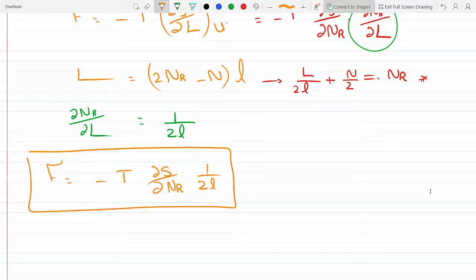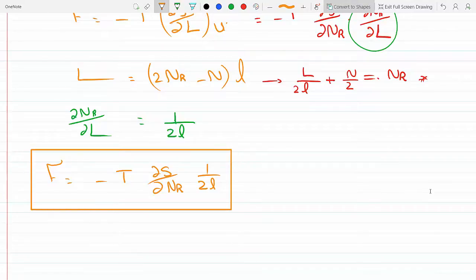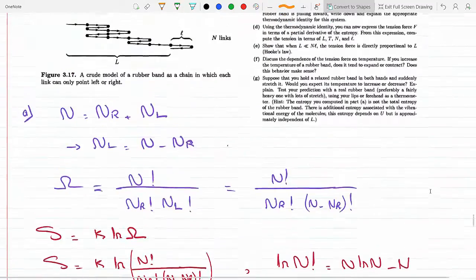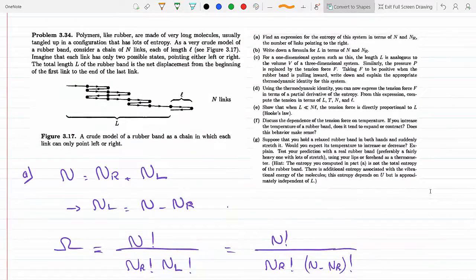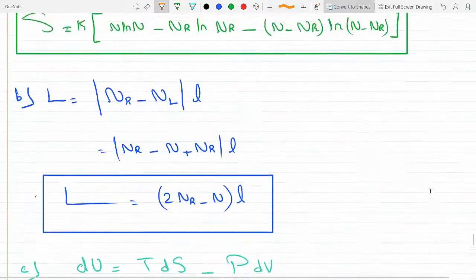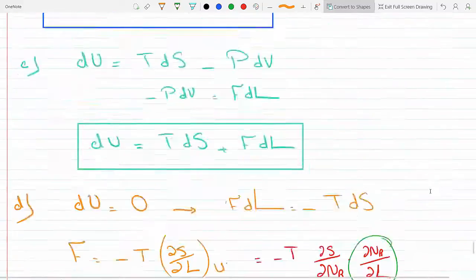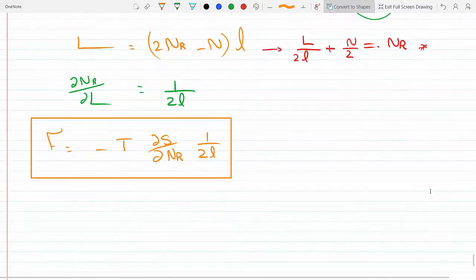Let's box this. So this is expressed as a partial derivative of entropy with respect to nr, and now I will continue to answer the second part of the question, that says compute the tension in terms of L, T, N, and L. So I'll go ahead and differentiate S with respect to NR.